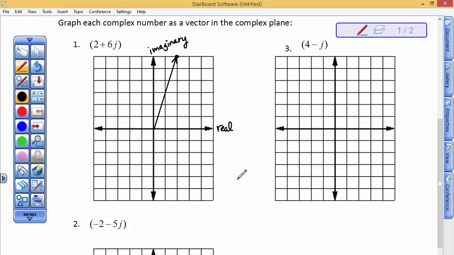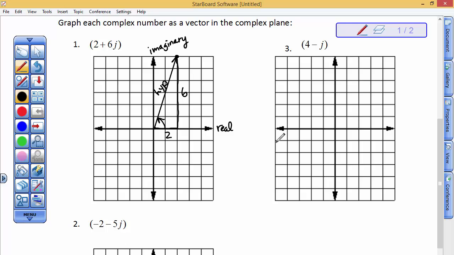We will get to the point where we will talk about the fact that it's formed by a right triangle where the legs are 2 and 6, and we'll find the hypotenuse, and then we'll find this angle. So we'll be using the Pythagorean theorem and tangent, the trig function tangent. But for now, let's graph these complex numbers.